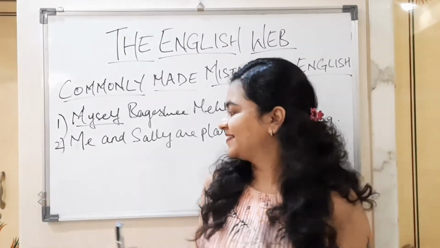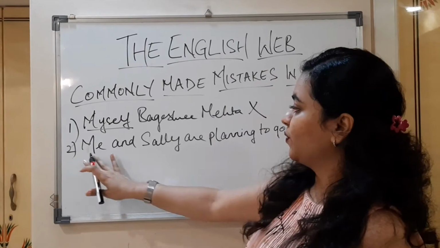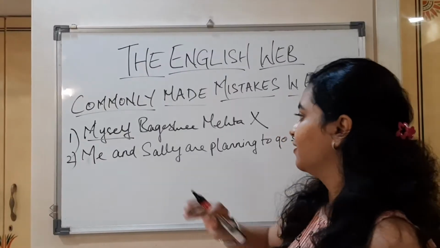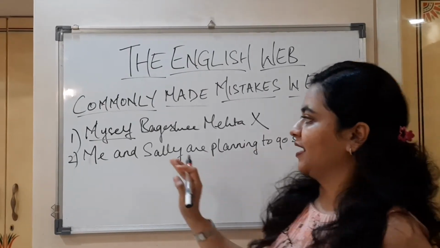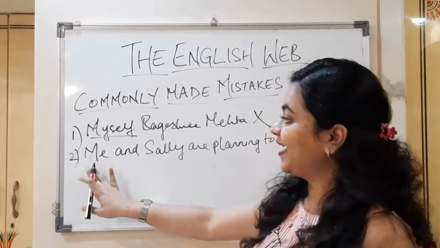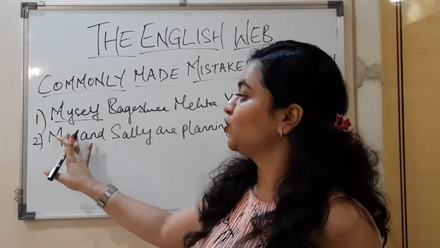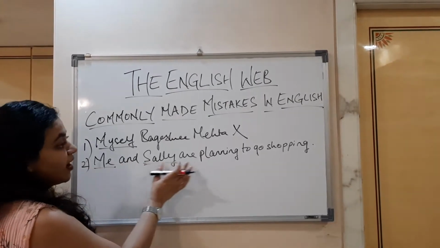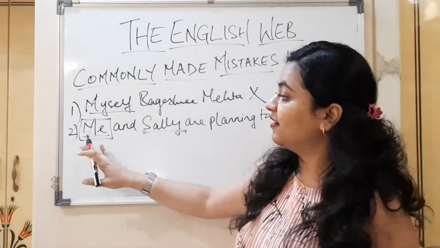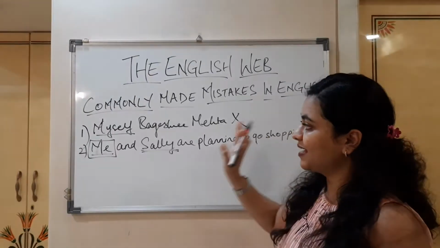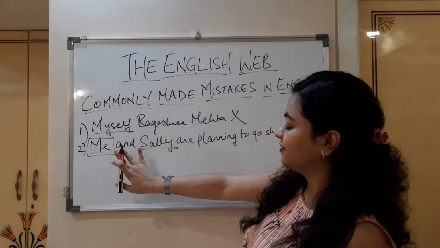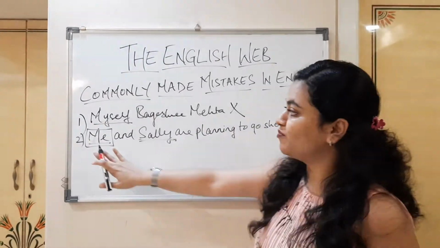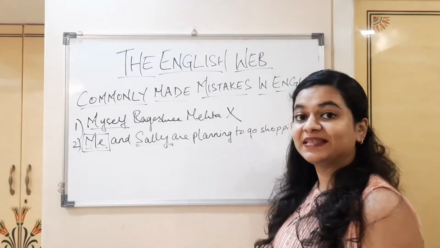Second mistake is the one we make when we use two names or two words like this. Me and Sally are planning to go shopping. Now some of you may have guessed that using me is incorrect. You always say I and never me. So it is always Sally and I are planning to go shopping. Never use me to start a sentence. For example, if I have to start the sentence with Sally, Sally is planning to come shopping with me. So me always comes towards the end.